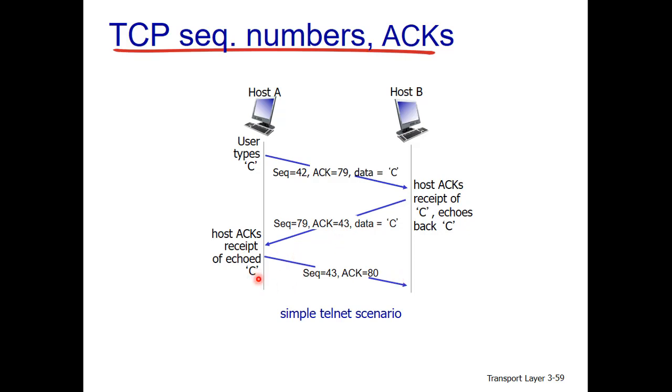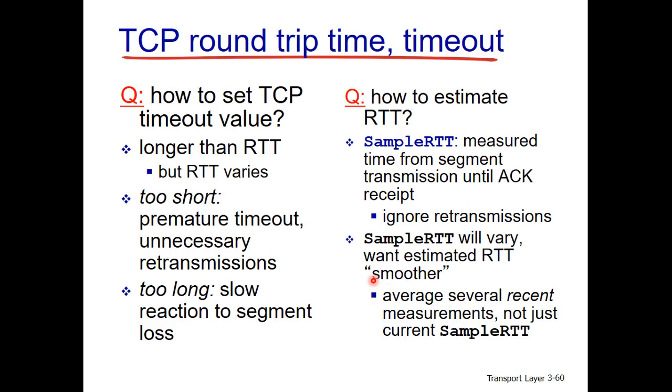Once it receives that, it sends another character, or it can be the same character. It has a sequence number of 43 and an acknowledgement number of 80. So this is a simple scenario, and this is how the sequence number and acknowledgement number increment and work together.